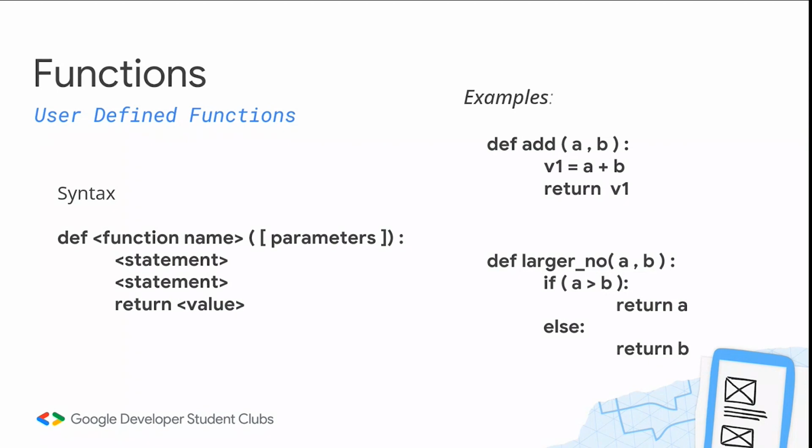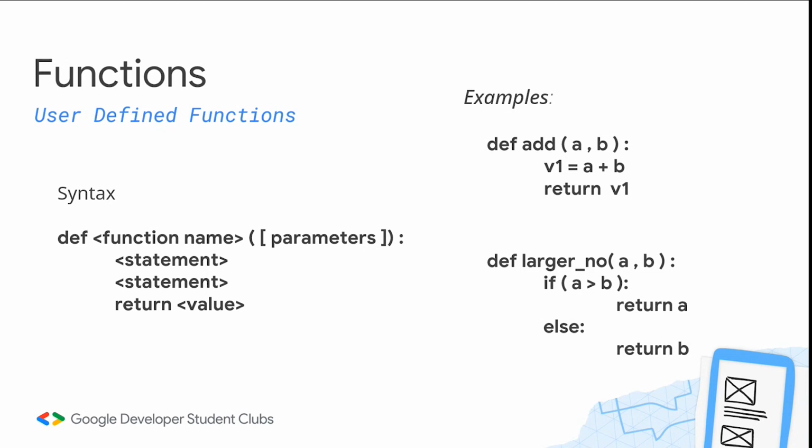So we can reuse this function by calling the function name over and over. You can see a few examples on the right side. It takes in the parameters A and B, adds them up inside the body, and returns the value. You can also remove v1 equals A plus B and directly write return A plus B. It will still return you the sum.